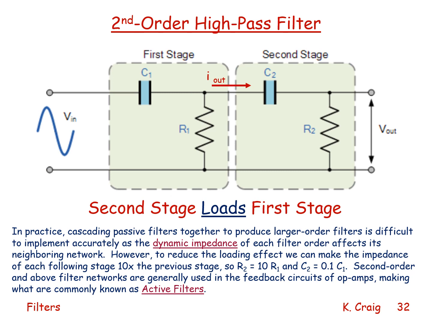And so we can say again, in practice, cascading passive filters together to produce larger order filters is difficult to implement accurately, as the dynamic impedance of each filter order affects its neighboring network. However, to reduce the loading effect, we can make the impedance of each following stage 10 times the previous stage. So R2 would equal 10 times R1, C2 would equal 0.1 of C1. Second order and above filter networks are generally used in the feedback circuits of op amps, making what are commonly known as active filters.